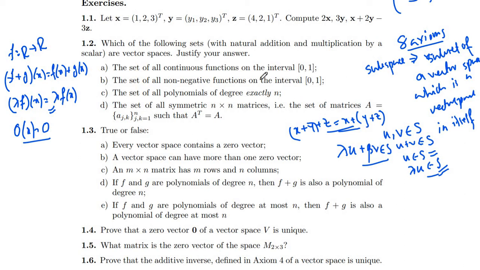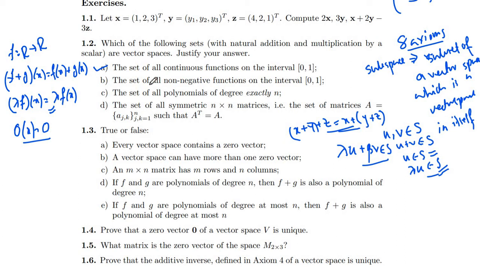Okay, so here let's go back to the question. The set of all continuous functions on the interval 0, 1. Let's do this test. If you add two continuous functions, do you get another continuous function? Yes, the answer is yes. So the first is satisfied. If you multiply a continuous function by a scalar, do you get a continuous function back? Yes. So this is a vector space.